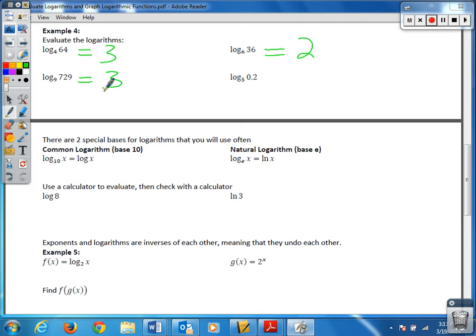Then on the bottom right, we've got the log base 5 of 0.2. So we need to think about how we can rewrite 0.2 as a fraction. Well, 0.2, that's 2/10, or we can reduce that to 1/5. So we can say the log base 5 of 1/5. That's what this is asking us. All right, well, 1 over 5, that's 5 to the negative 1. So the power here is negative 1. 5 to the negative 1 equals 1/5.